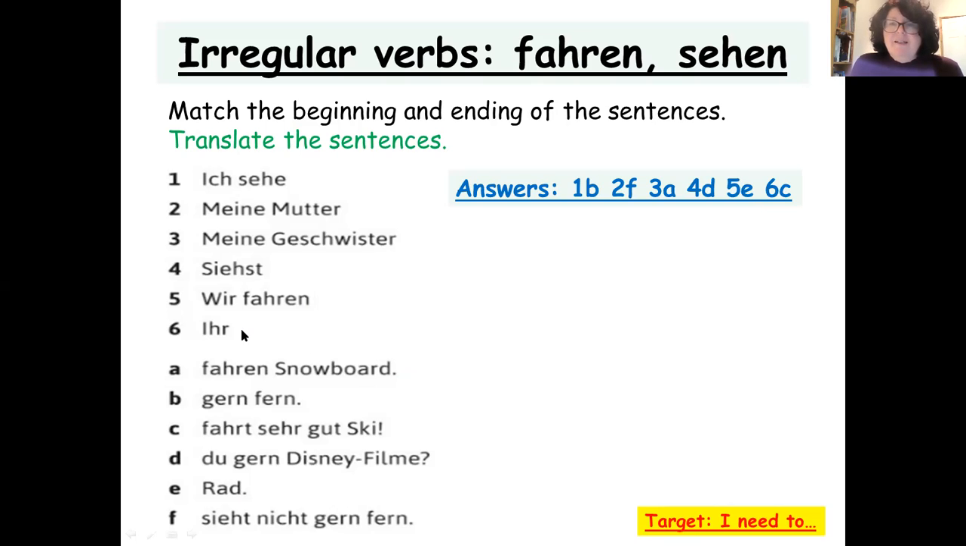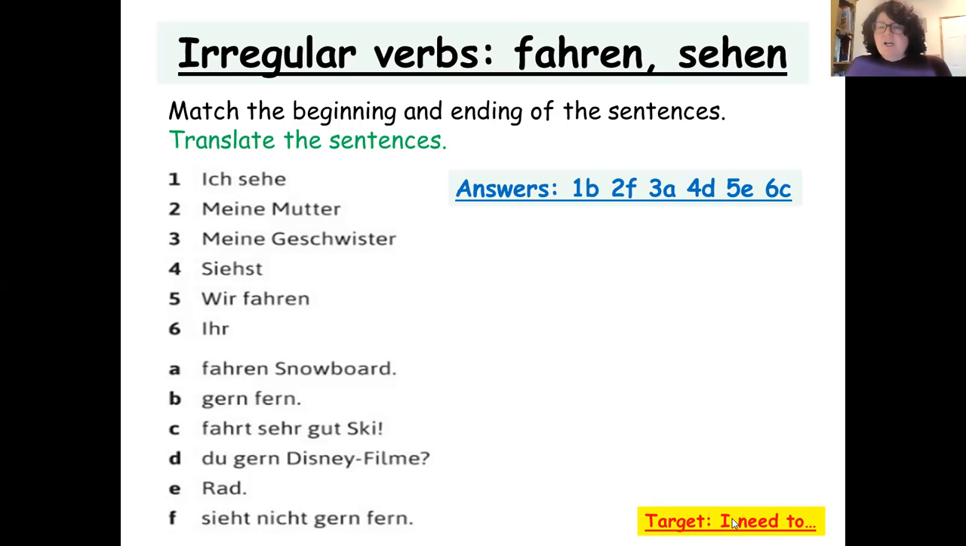And then sechs, ihr. So sechs is ihr fahrt sehr gut Ski. Now this would have been a tricky one if we weren't sure of our verb fahren. So it means you go bike riding. Ihr fahrt sehr gut. She is that you are really good at skiing. Totally different to what I just said. So you're really good at skiing.